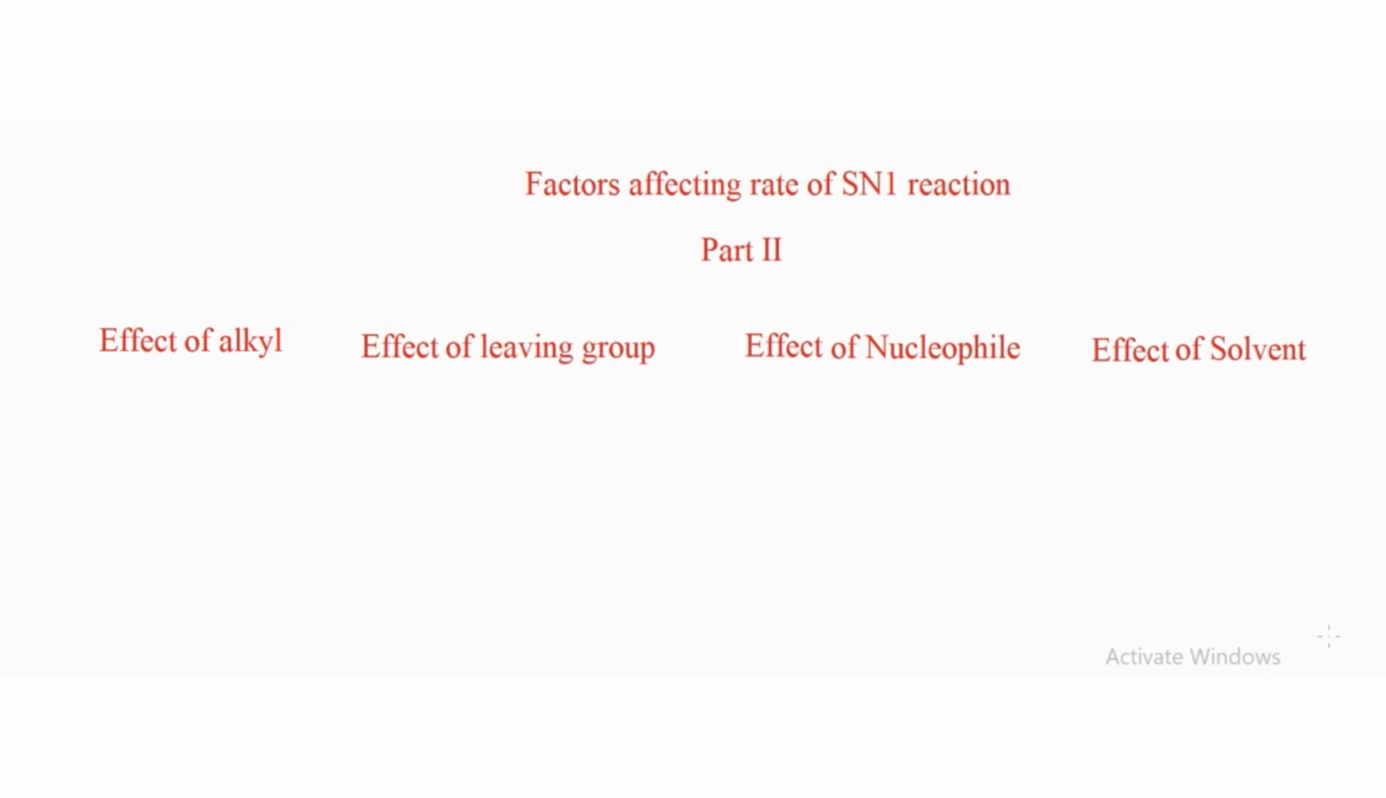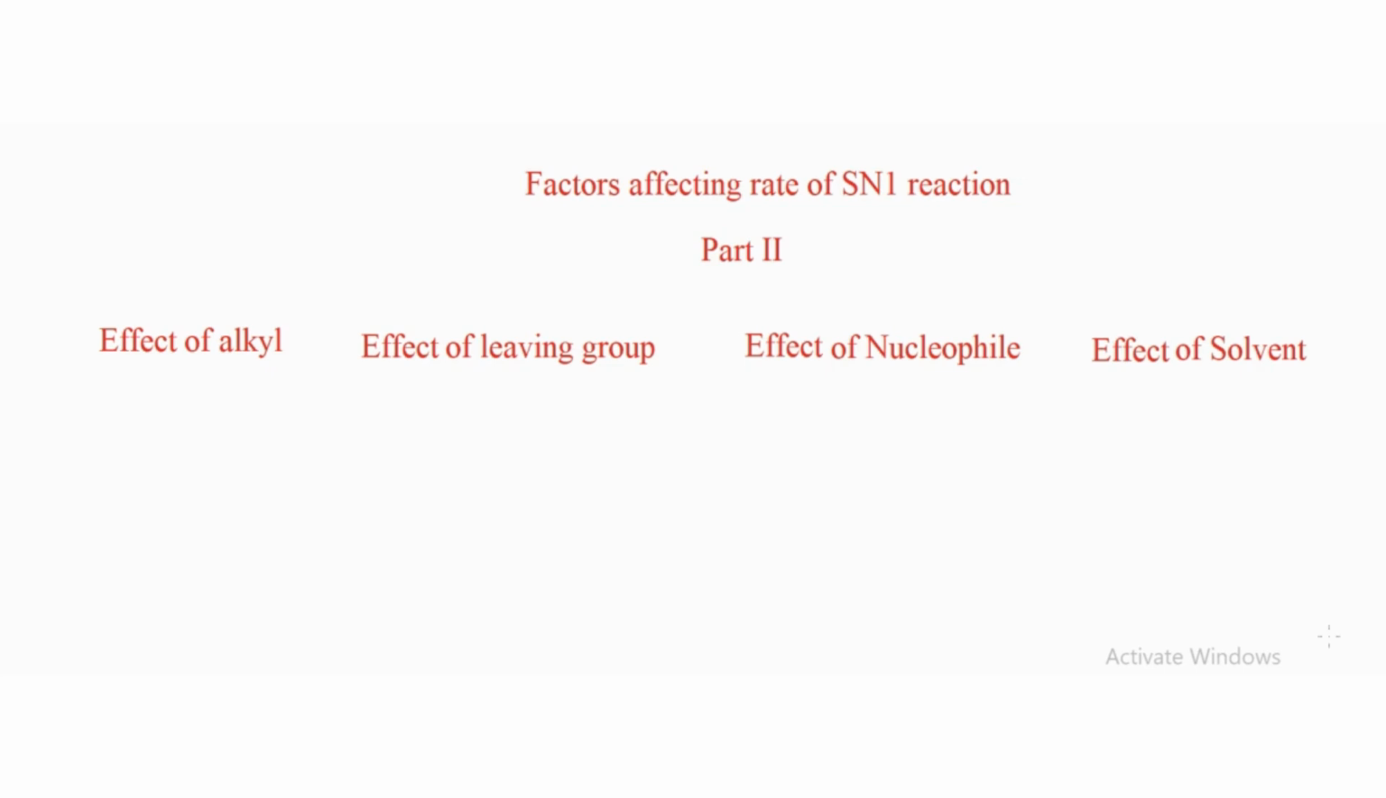Students, welcome back. In the last class, we discussed the factors affecting the rate of SN1 reaction. In that part 1, we discussed the effect of alkyl group, how it will influence the rate of reaction. So we concluded that the tertiary alkyl will go a faster SN1 reaction because it forms a stable carbocation. So stable carbocation gives the fastest SN1 reaction.